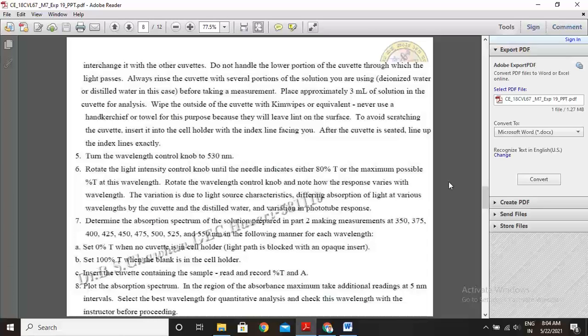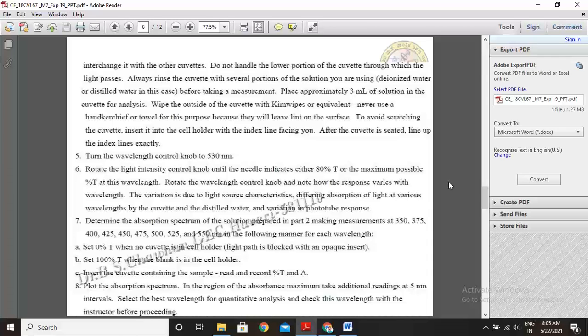Next step, turn the wavelength control knob to 530 nanometer. Next, rotate the light intensity control knob until the needle indicates either 80% T or the maximum possible percentage T at this wavelength. Rotate the wavelength control knob and note how the response varies with wavelength. The variation is due to light source characteristics, differing absorption of light at various wavelengths by the cuvette and the distilled water, and variation in phototube response.